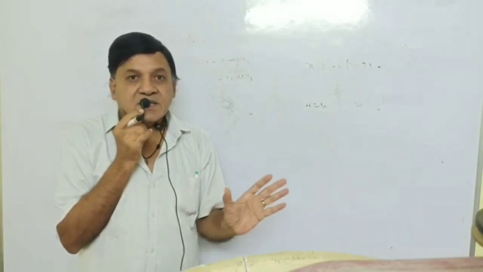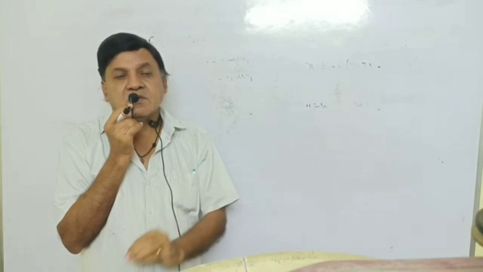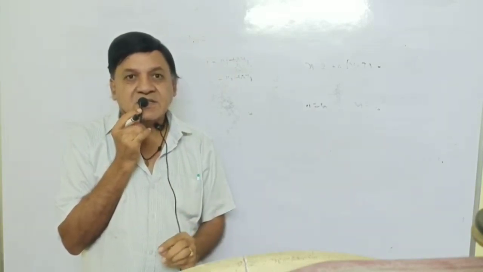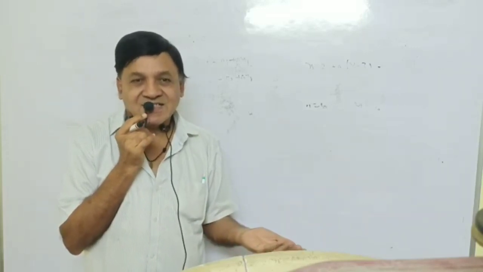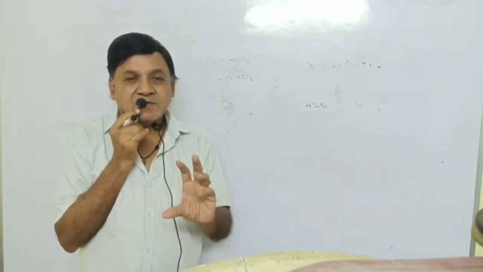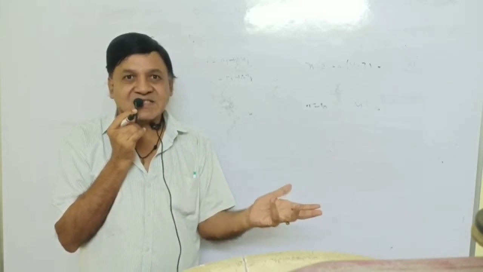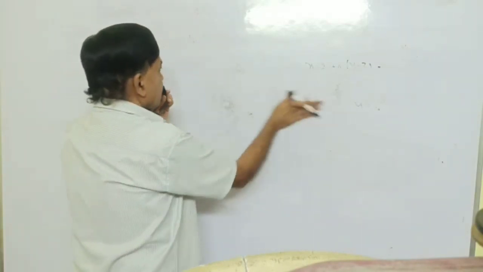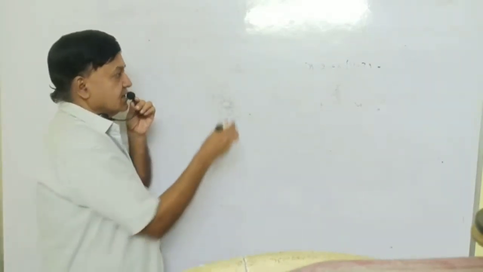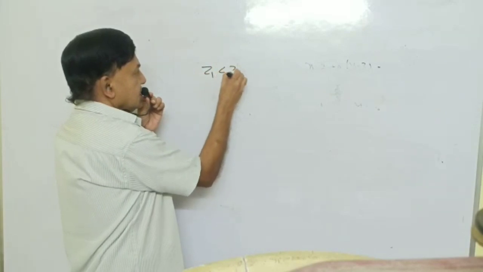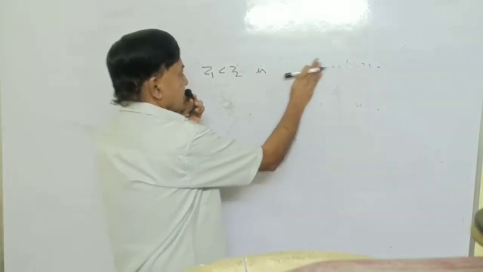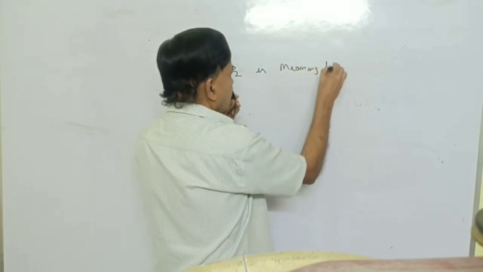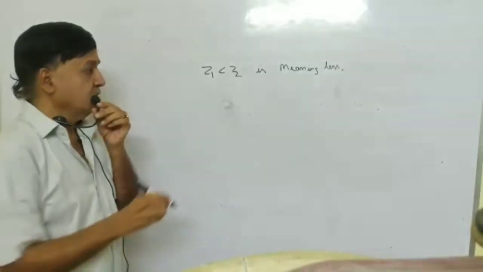You cannot compare like that. If Z1 and Z2 are two different complex numbers, you cannot say Z1 is less than Z2 or Z1 is greater than Z2. That means comparison of two complex numbers is not there for us. So, in the case of complex numbers, comparison is meaningless. I mean, Z1 less than Z2 is meaningless.